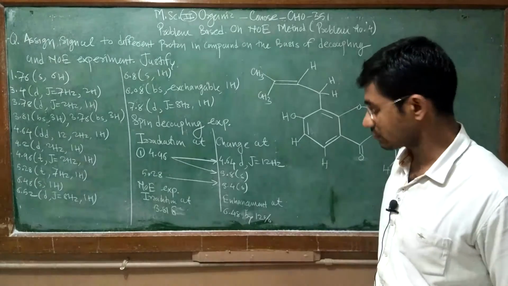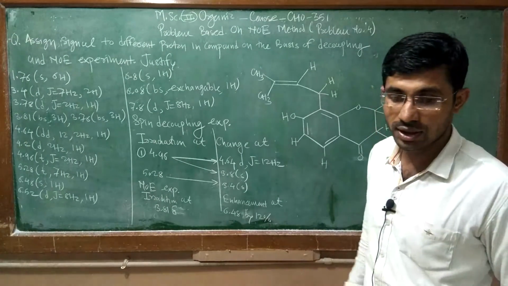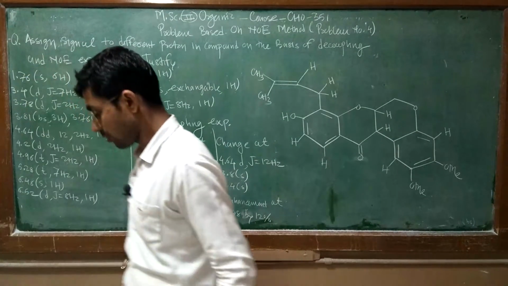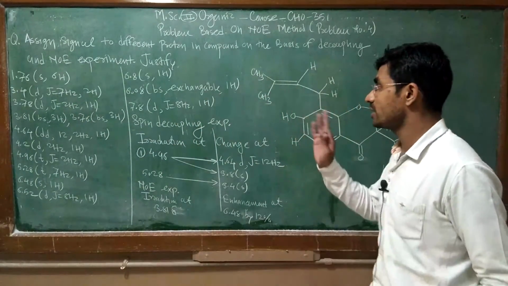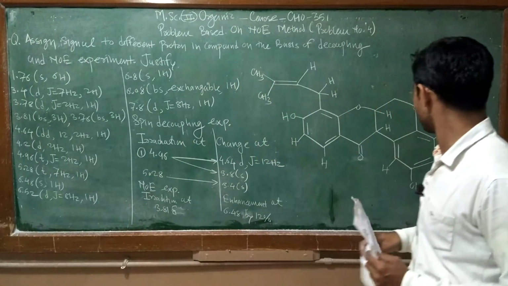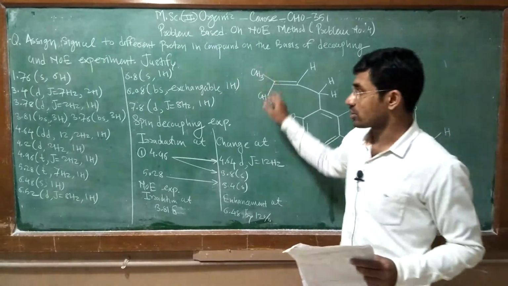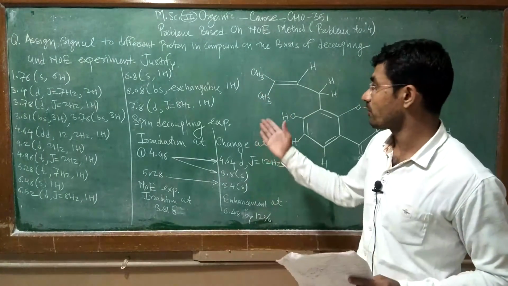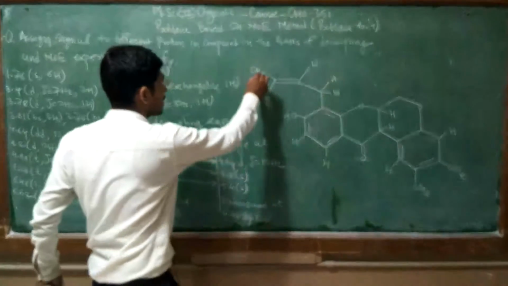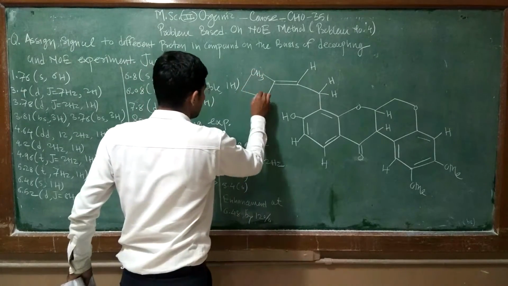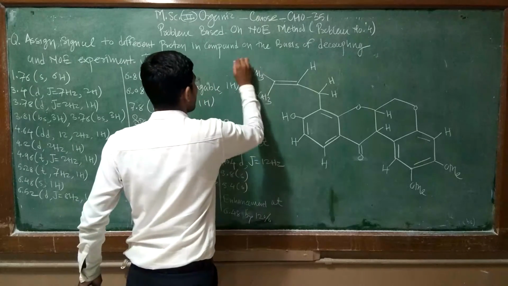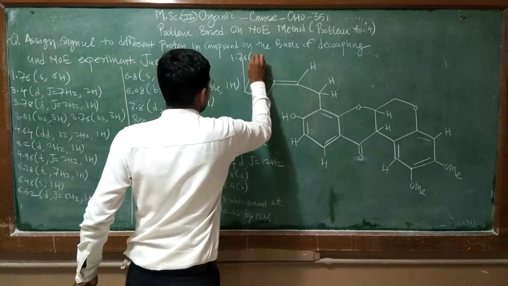So firstly we are going to assign some simple signals. So 1.76 singlet for 6 protons means if you observe, these 6 protons must be equivalent. 6 protons equivalent means in this structure these 6 methyl protons are equivalent, and the chemical shift value is only 1.76 delta. So these two methyl groups actually show the signal that is the 1.76 singlet.